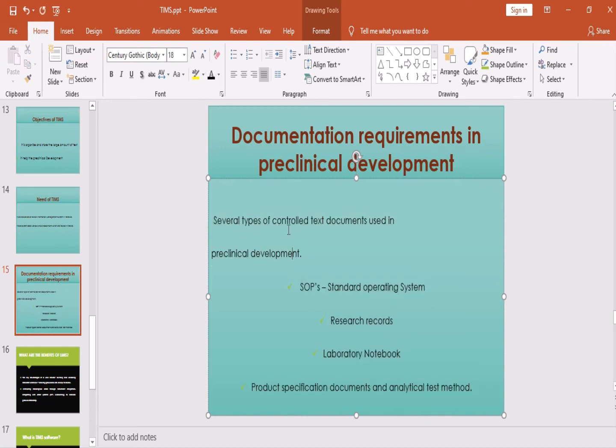Several types of controlled documents are used in preclinical development, that is SOPs, standard operating procedures, research records and laboratory notebooks, product specification documents and analytical test methods. So this is the documentation required in preclinical development by using the text management systems.